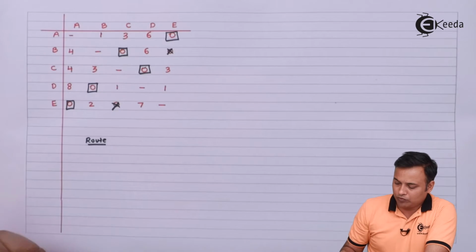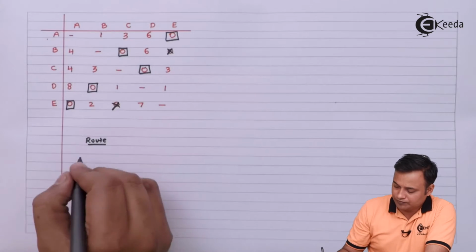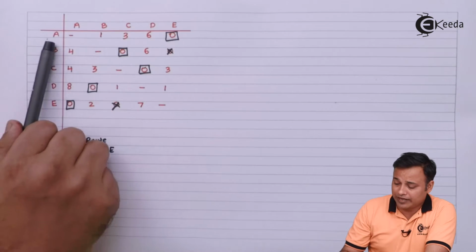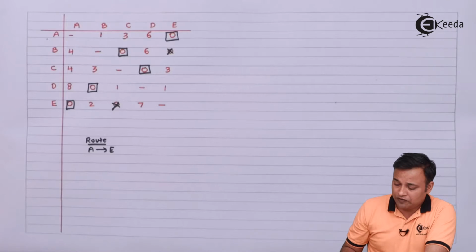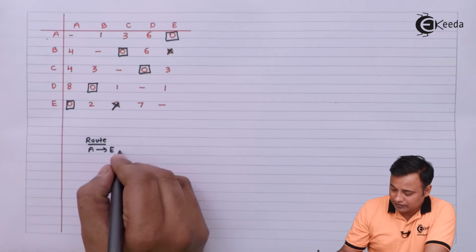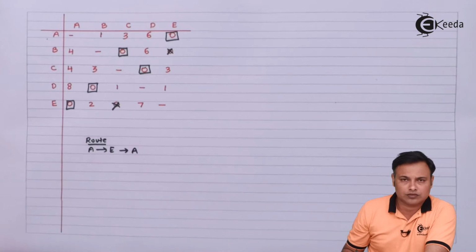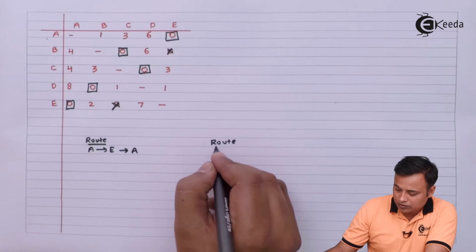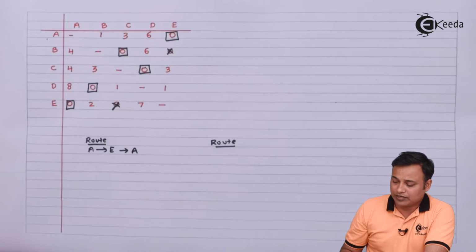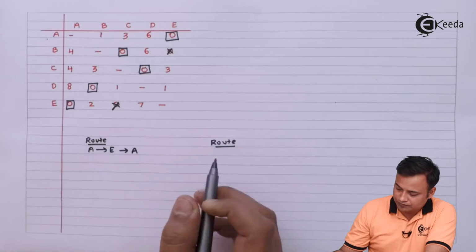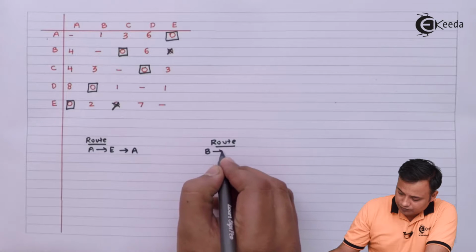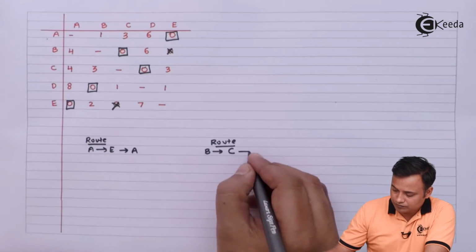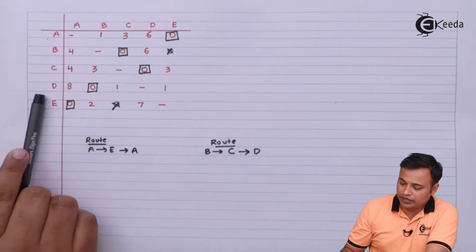Let's see. I am going from A to E, तो सेल्समैन आपका A से E जाता है और फिर वो E से A पे आ जाता है। And another route we have is salesman starts from B to C, C to D, and D to B.